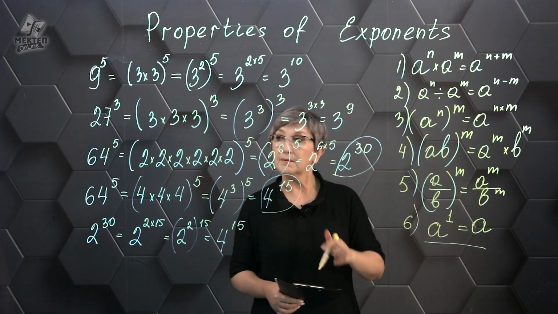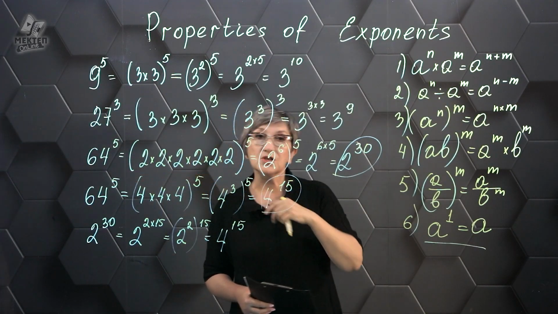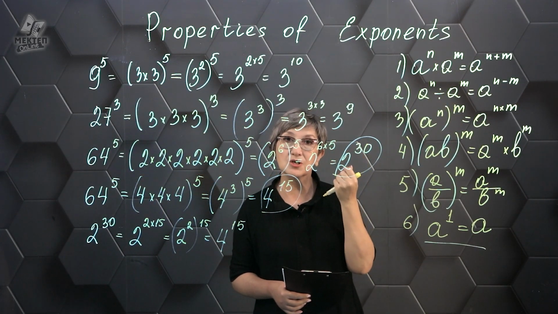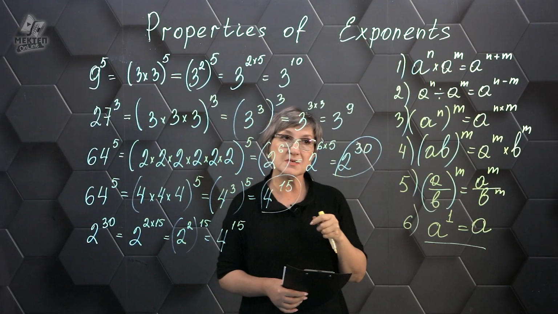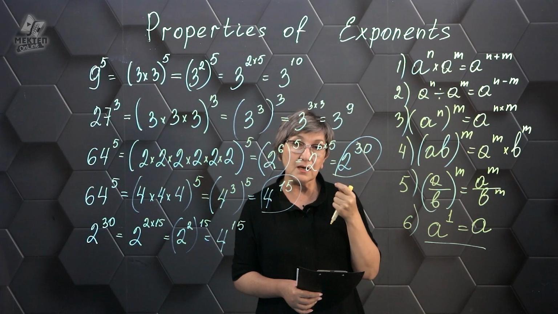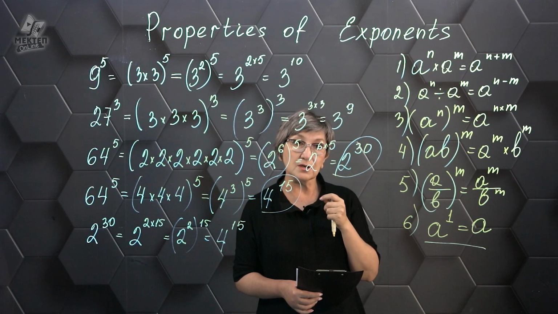The only thing is, in the first case, I wrote down that 64 is 2 to the power of 6, and in the second case, I wrote it down as 4 to the power of 3. And that's the number 64.